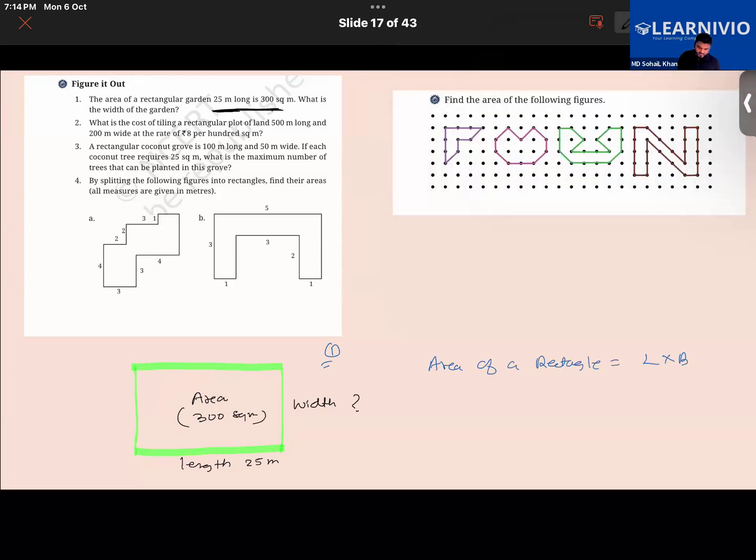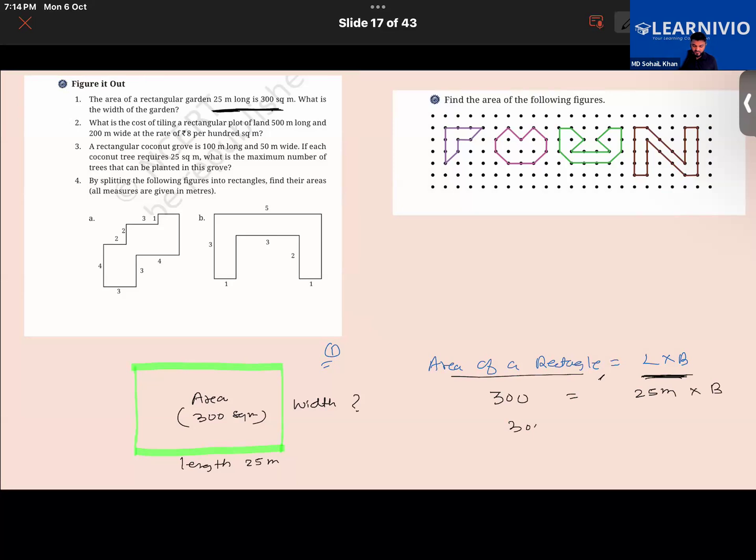Area is already given in the question, so in place of area of rectangle, we will write the value of area. Area of a rectangle is equal to length into breadth. How much is the length here? 25 meter. Breadth is not given, B for breadth here. So 25 meter was in multiplication with breadth, here it will be in division with it. So 300 divided by 25 is going to be how much?